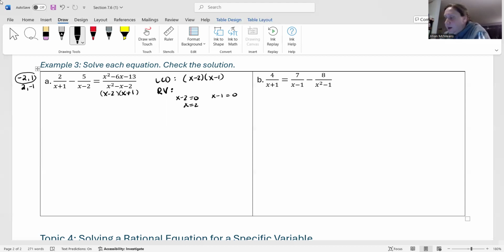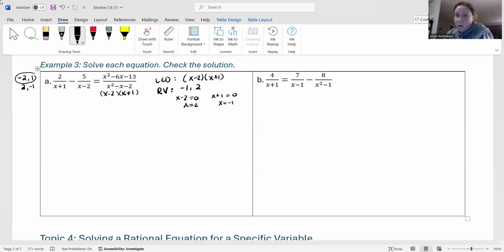And then if I have x minus 1 equals, this should be plus 1 right here. So then if I have x plus 1 equals 0, in order to get x alone, I would subtract 1 from both sides, which tells me x equals negative 1 is a problem. So the restricted values are negative 1 and 2.